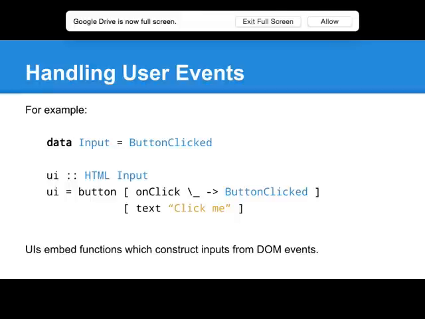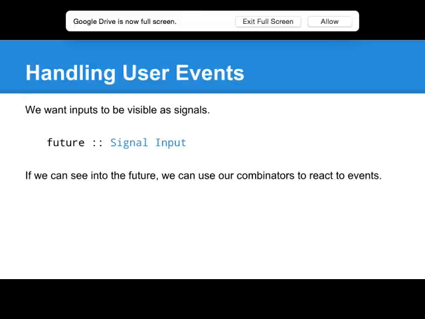So UIs embed functions which construct inputs from DOM events. We're taking the whole world of DOM events, which is way too large. We don't want our signal function to have to comprehend the whole DOM event type. So we take a function and narrow it down to only the things that we actually care about handling, which in this case is button clicks.